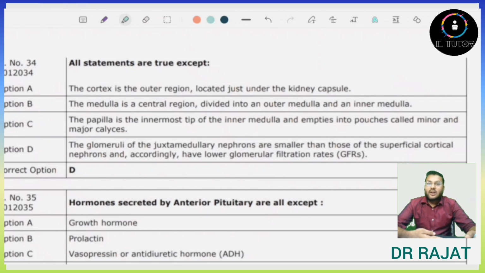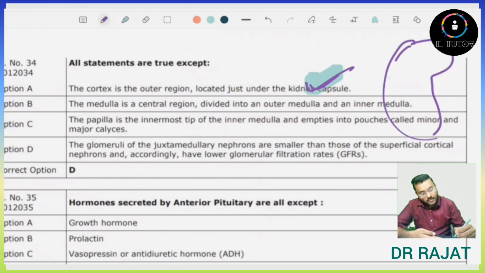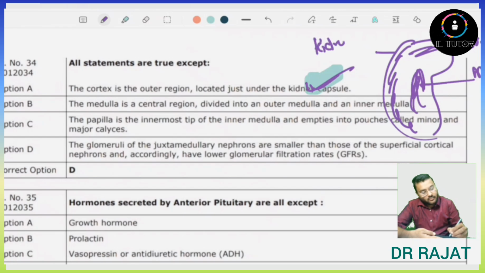Next question is, all statements are true except. So first, cortex is the outer region located just under the kidney capsule. This is true. We know that if we draw the kidney, then this outer part is cortex and inner part is medulla and this outer thing is kidney capsule. So according to the first statement, the cortex is located under the kidney capsule.